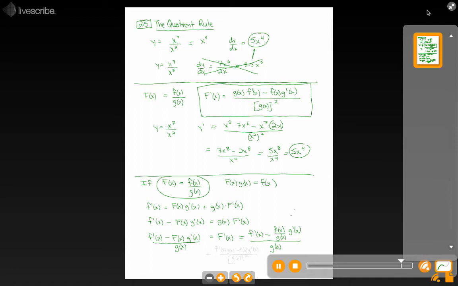And just so we don't have a fraction over a fraction, multiply the top and the bottom by g of x, and you end up with f prime times g of x minus f of x times g prime of x over g of x squared. Kind of an unusual way of proving something, but if we have the product rule given to us, we can use it to show that the quotient rule works.